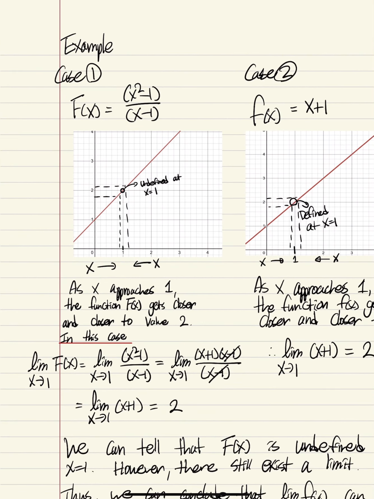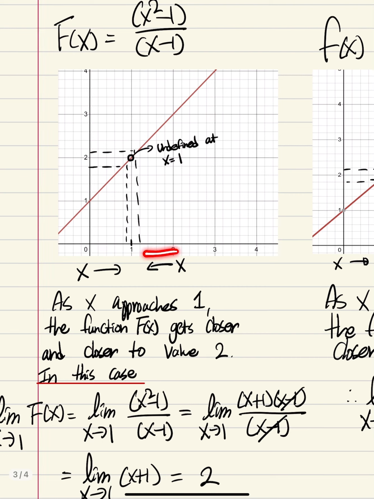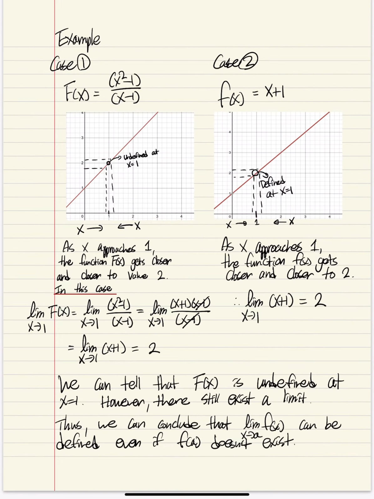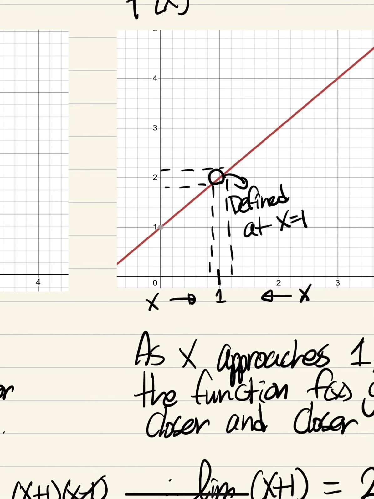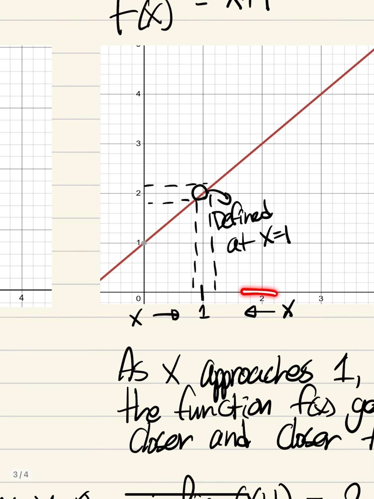the same as 2, because x approaching from the right goes near 2, and x approaching from the left also goes near 2. For case number 2, as x approaches 1, the function f(x) gets closer and closer to 2. Why? Same case. As x approaches from the right, the y value f(x) gets closer to 2. As x approaches from the left, it also gets closer to 2.